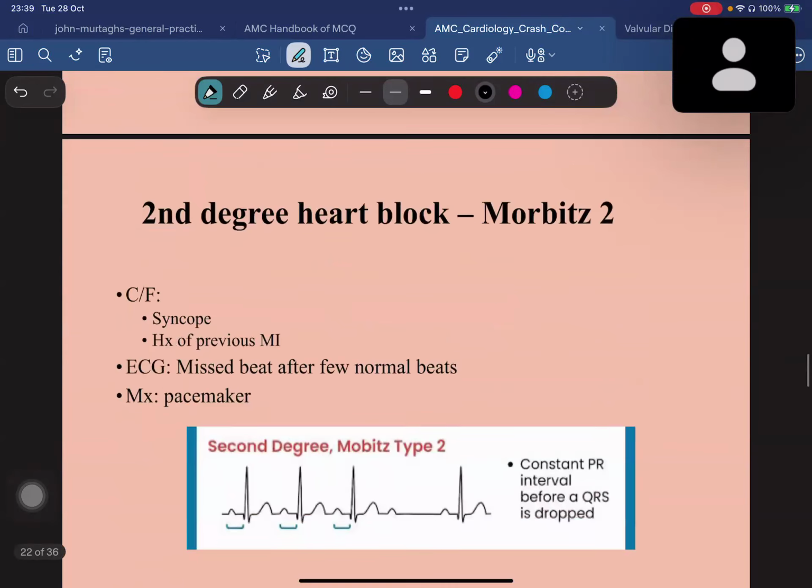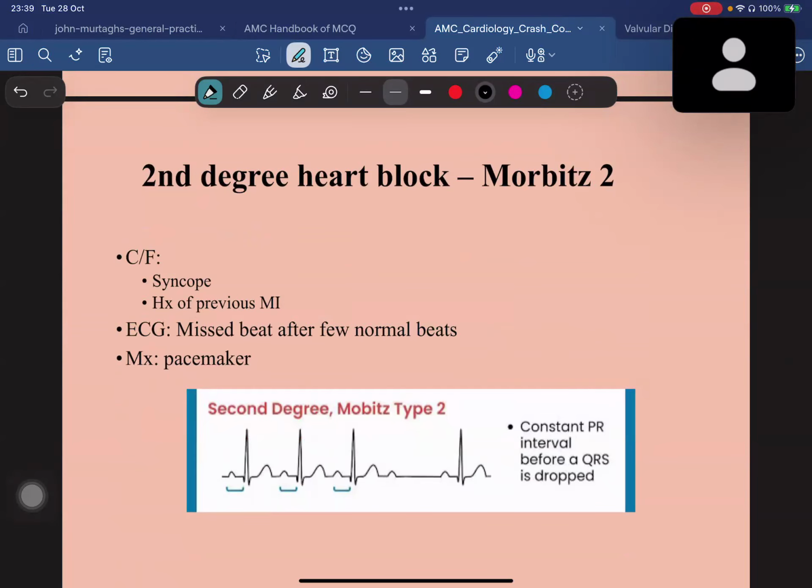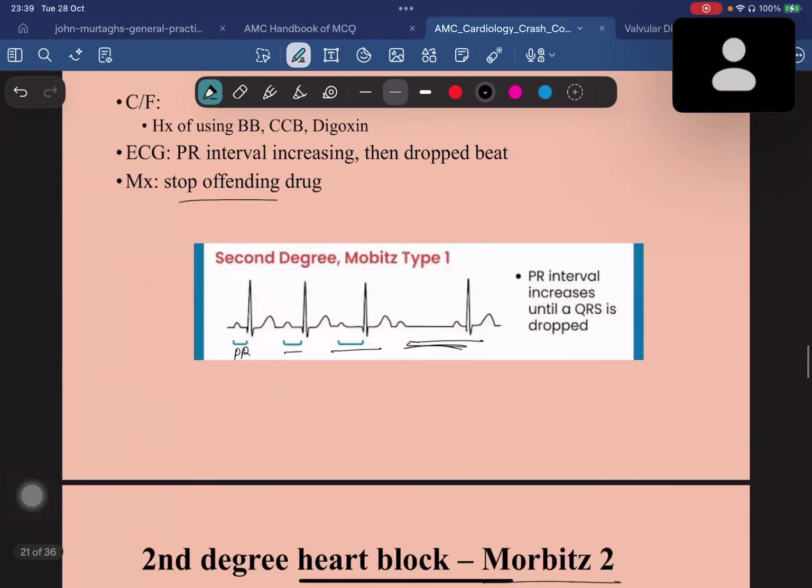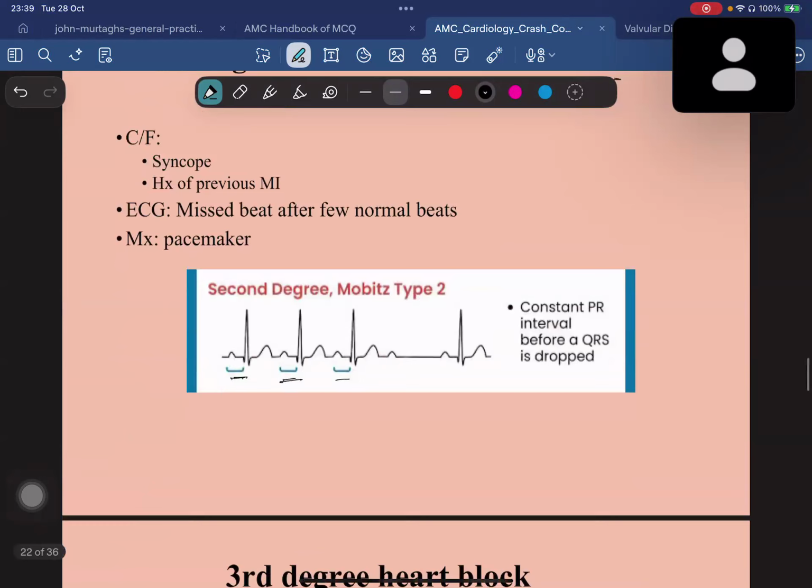So, yeah. And then we have the second degree heart block, Mobitz type 2. In this, you just remember PR is constant. In the previous one, the PR interval was slightly increasing, and then we had a drop. In this one, we have constant PR intervals, and before a QRS there's a drop. I mean, a missed beat after a few normal beats. That's how I would remember Mobitz type 2 in second degree heart block.